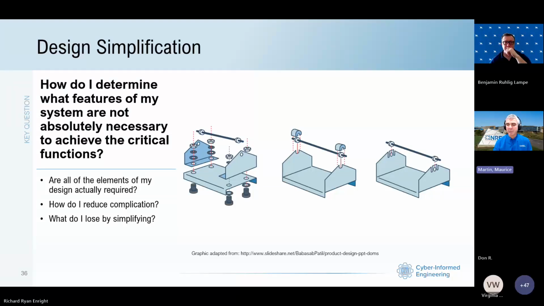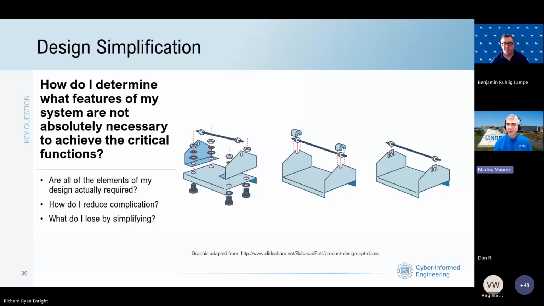Ideally, they would be removed entirely, because even features that are not always accessible to authorized system users may still be accessible to adversaries. And there's some nice smart grid examples of that out in the literature. But design simplification, of course, always requires trade-offs.